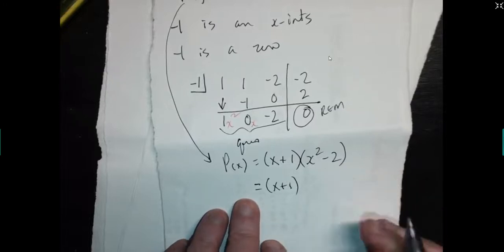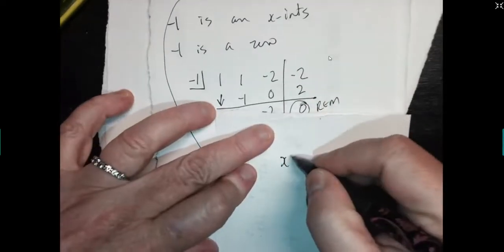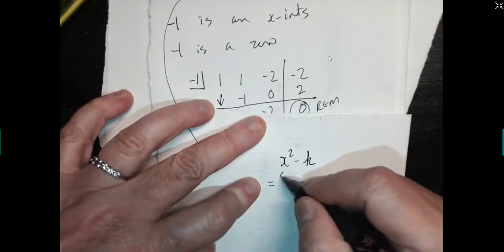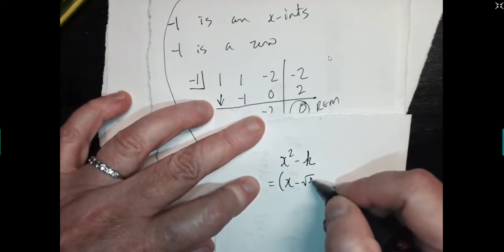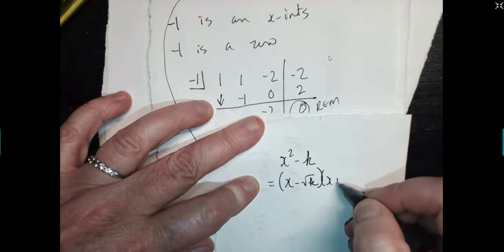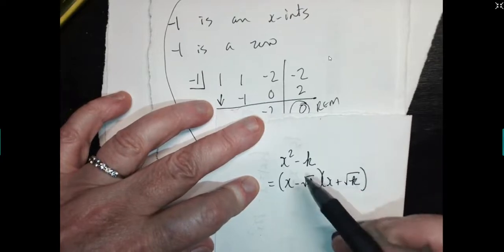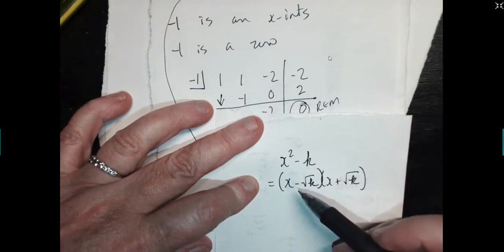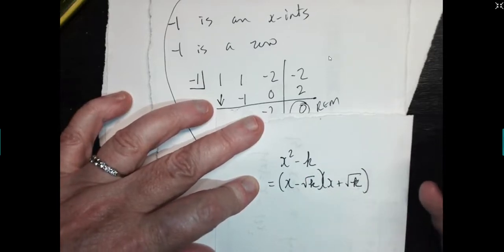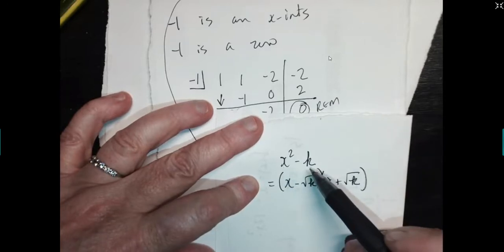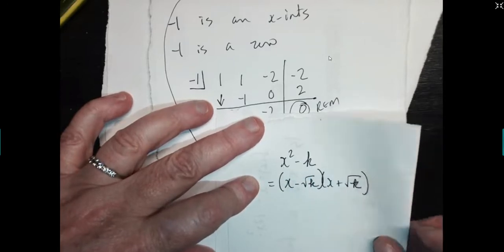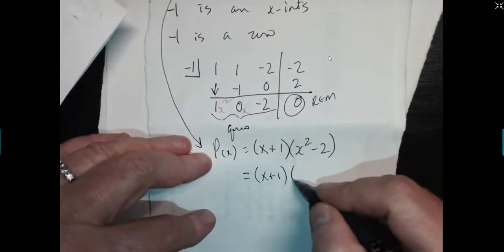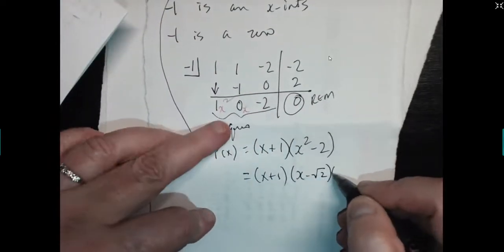Okay. And this, again, everyone should know that x squared minus a number will factor. So if you've got x squared minus some number k, that always factors as x minus the square root of k times x plus the square root of k. If k is nice, so x squared minus 4 is going to be x minus 2 times x plus 2, because 4 is a perfect square. But it works just as well if k is not a perfect square. So x squared minus 2 is going to be x minus the square root of 2 times x plus the square root of 2.